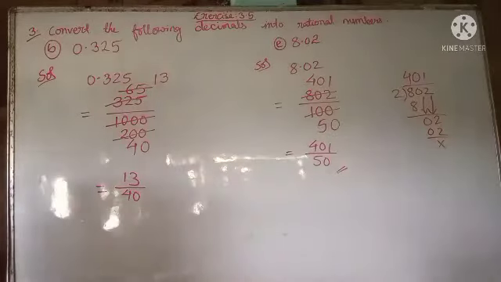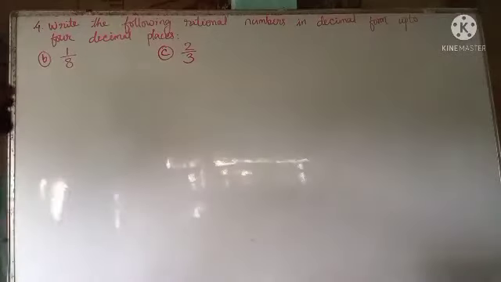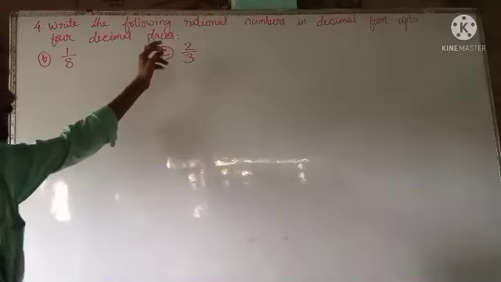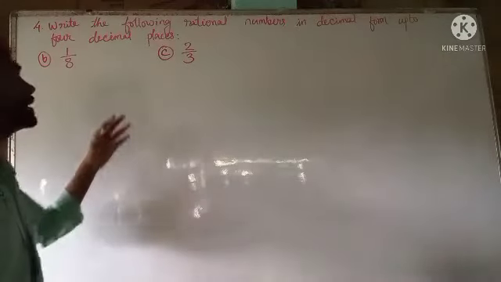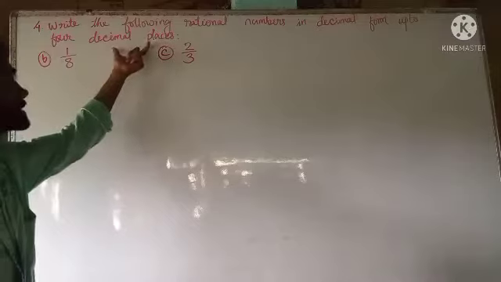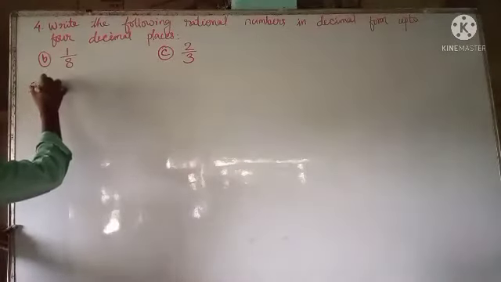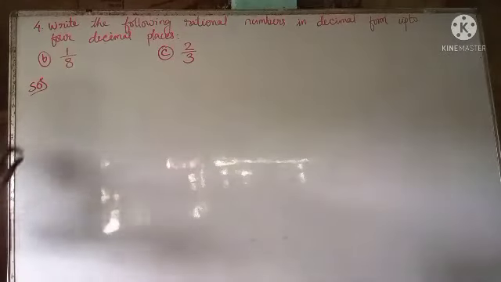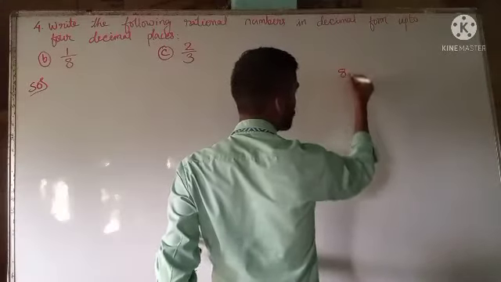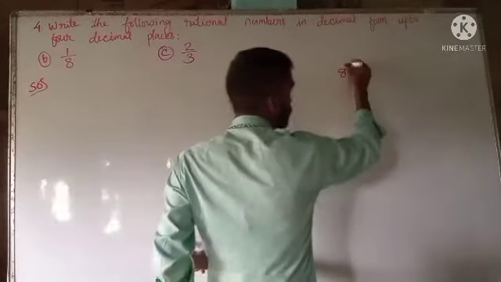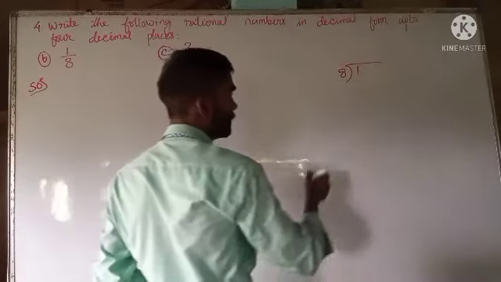Now let me show you question number 4. Write the following rational numbers in decimal form up to 4 decimal places. We are asked to write these given rational numbers as decimal expressions, where the decimal part has 4 digits. Now for this 1 by 8, we are going to divide. What is in the denominator's place we write in the divisor's place, and what is in the numerator we write in the dividend place. Now we will divide them.